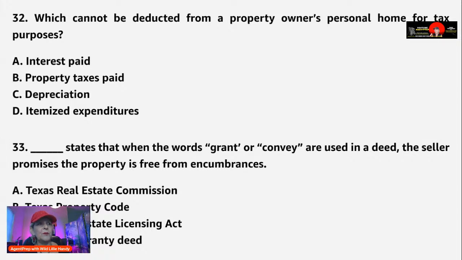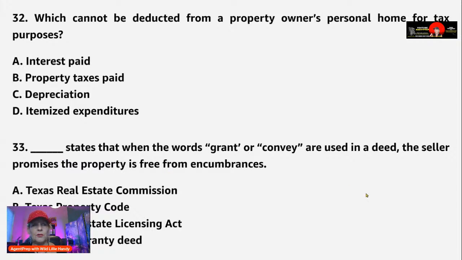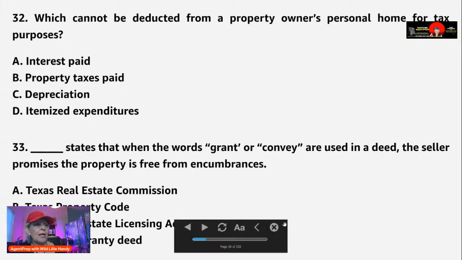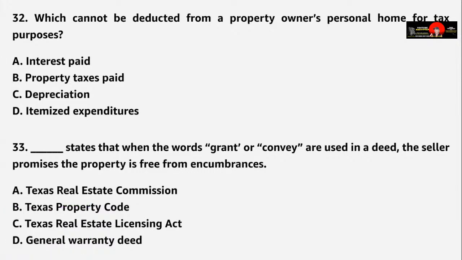All right, number 33. Blank states that when the words grant or convey are used in a deed, the seller promises the property is free from encumbrances. That's okay, Rachel, I understand. A, Texas Real Estate Commission. B, Texas Property Code. C, Texas Real Estate Licensing Act, or D, the General Warranty Deed.